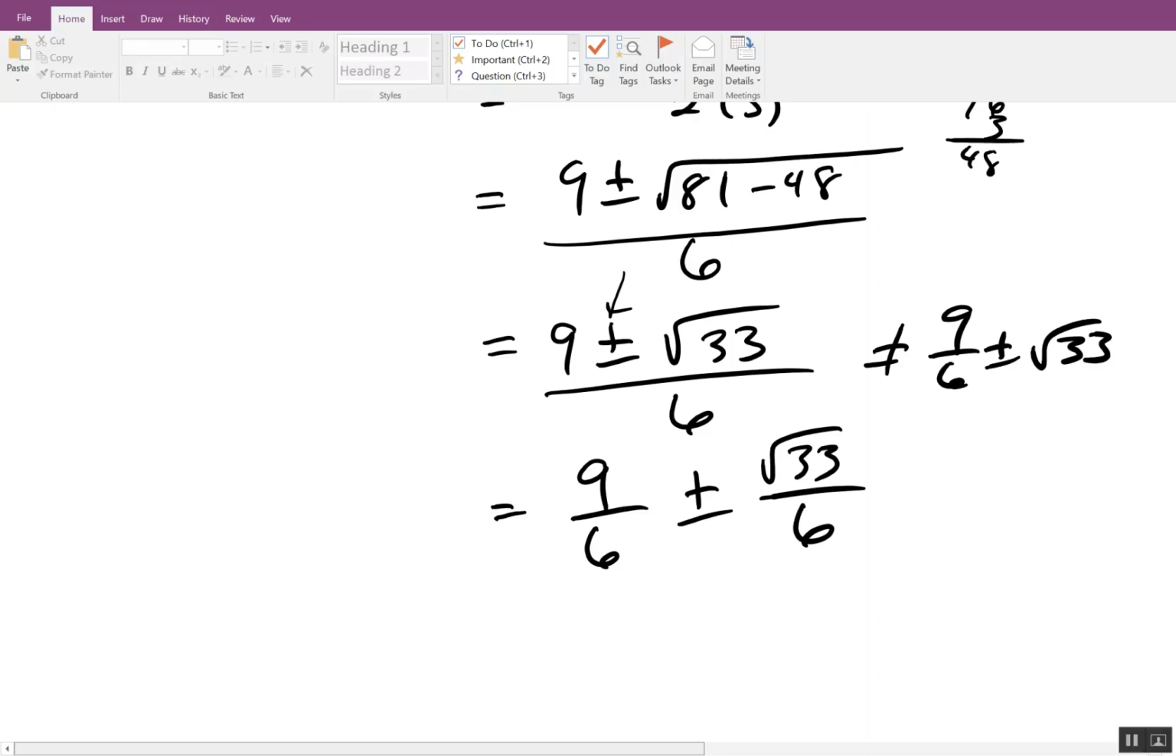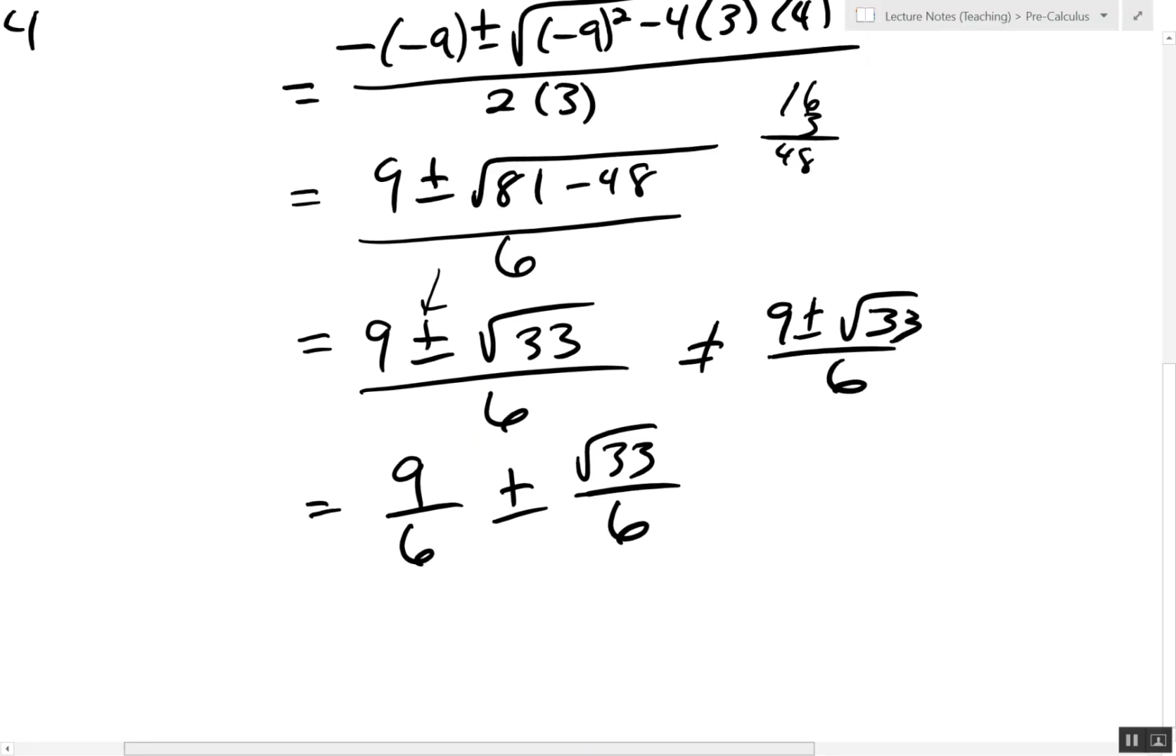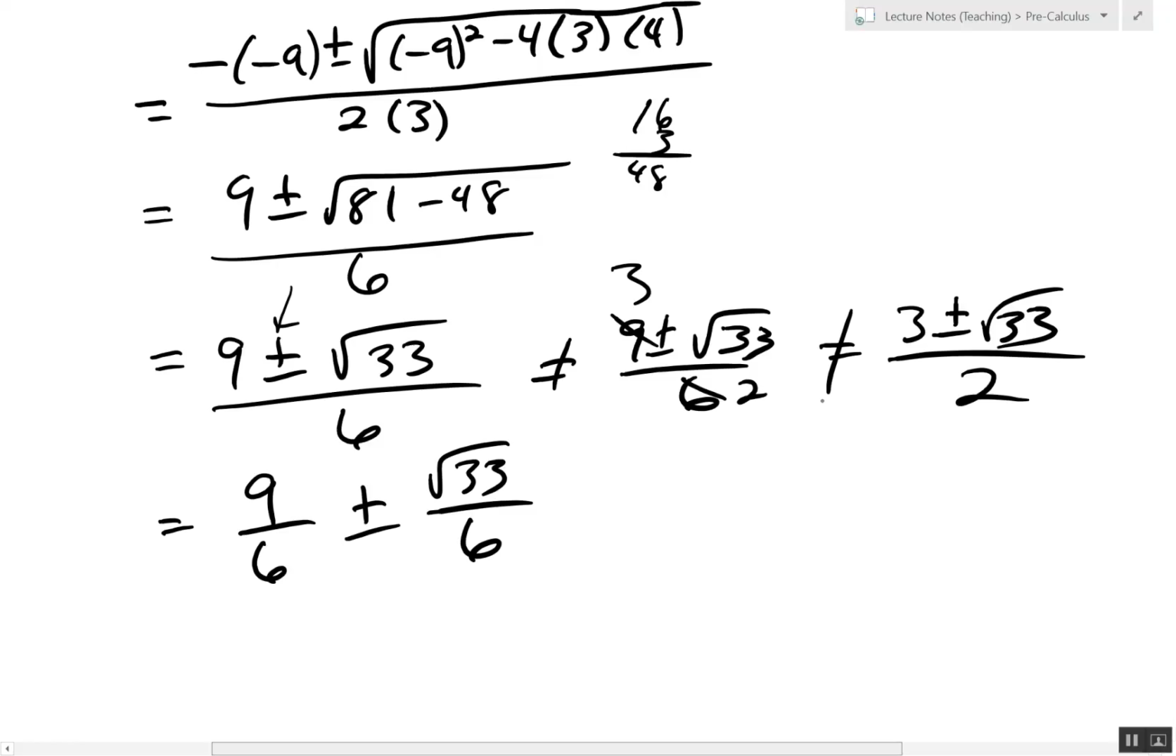Another thing to note is I see this a lot too. 9 plus or minus square root of 33 over 6, and then someone does this: 3 plus or minus 33 all over 2, and this is not equal as well. So avoid those mistakes. The reason why you cannot do this is because you didn't cancel anything off this term.